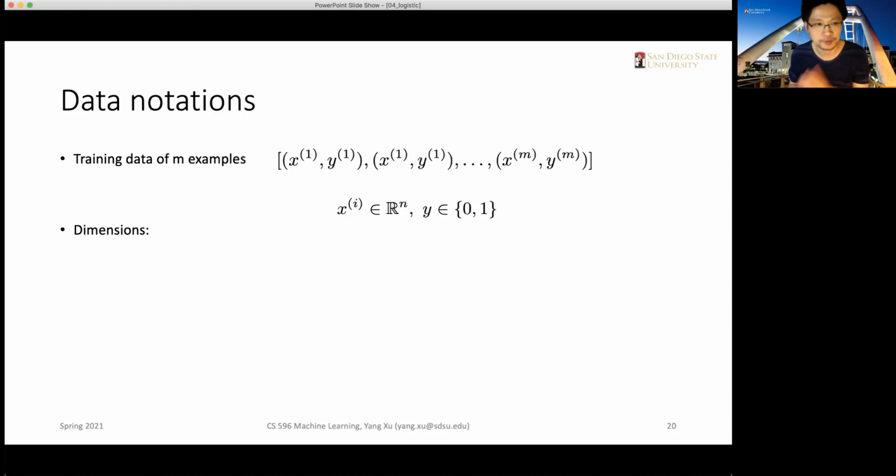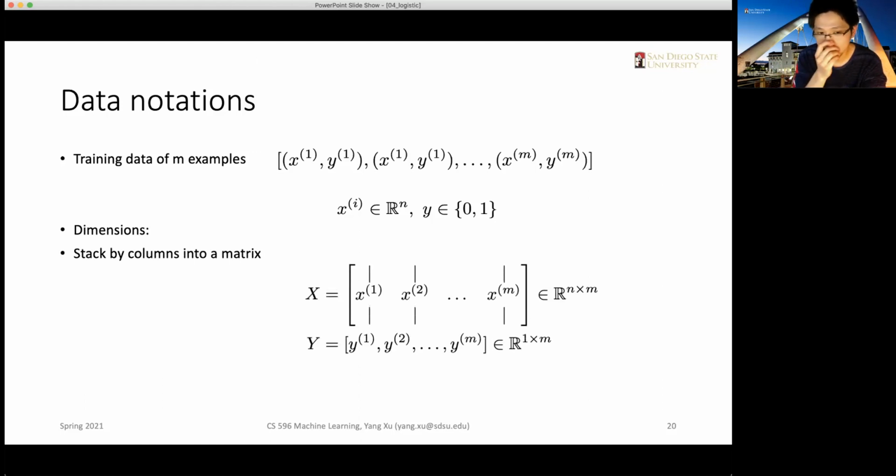When we talk about training data, say we have m examples, we use m in the superscripts within brackets to index each example, and we stack those examples into a matrix. The capital X would be an n by m matrix. We have n rows, where each row is for a feature, and m columns, where each column is for a data instance.